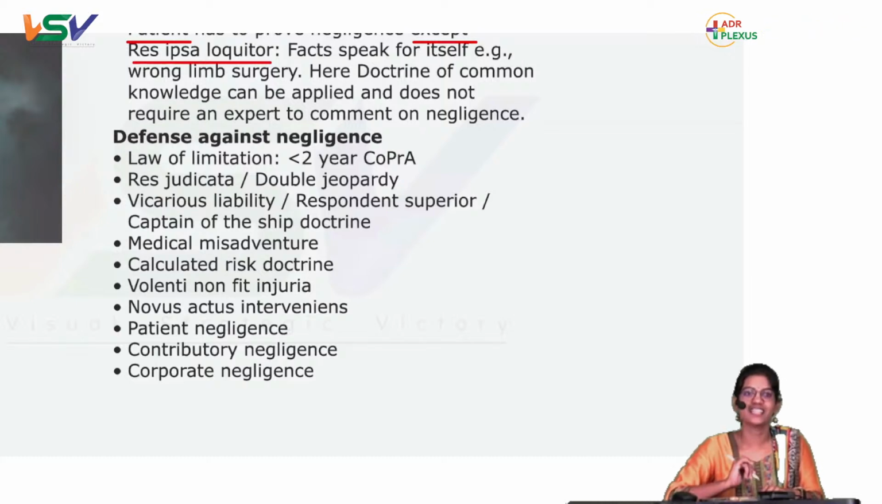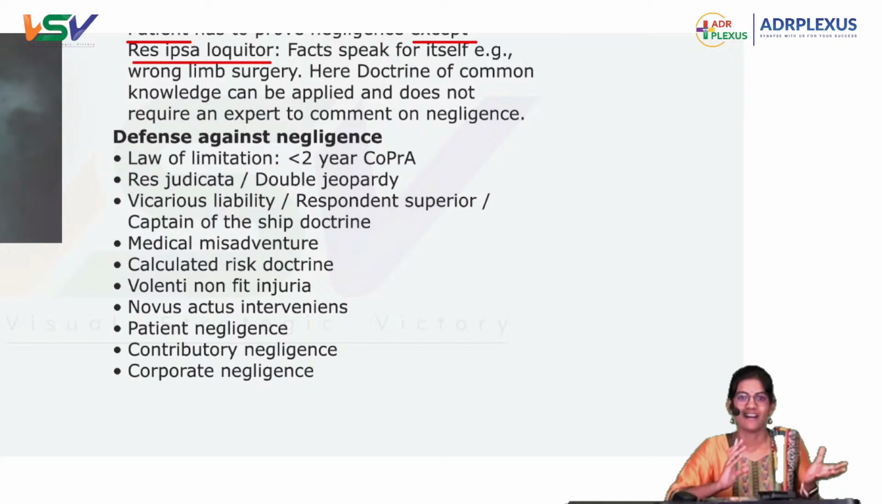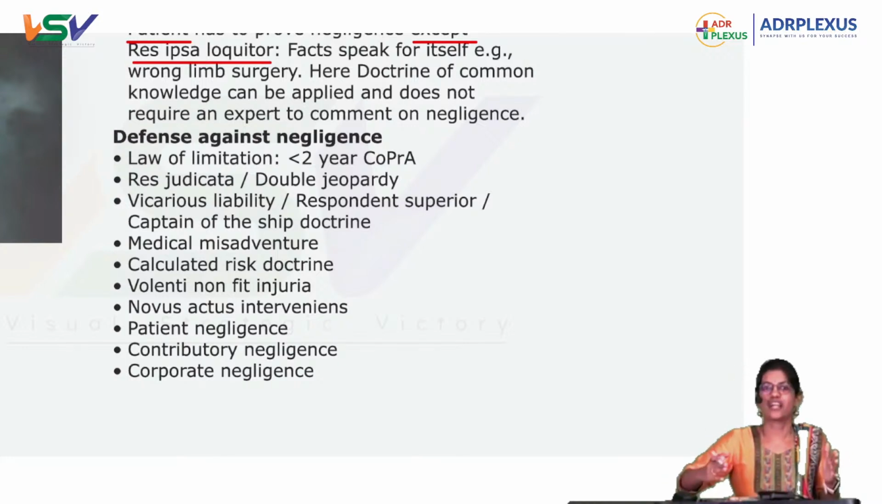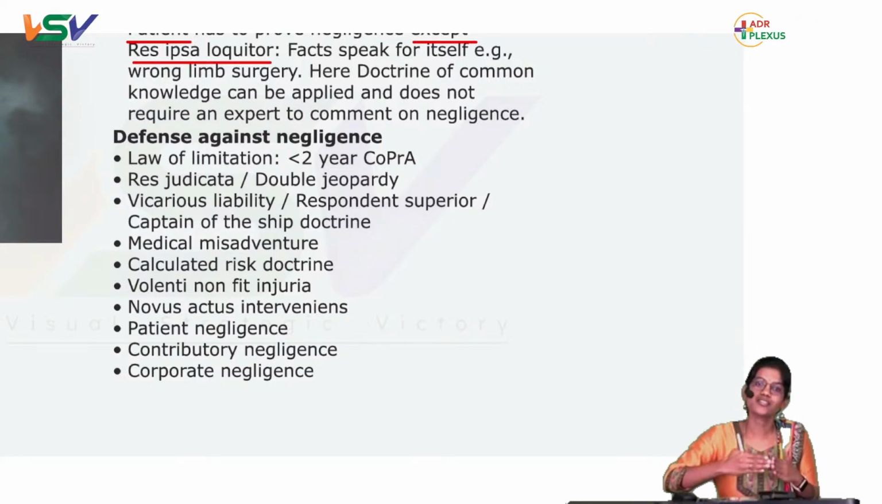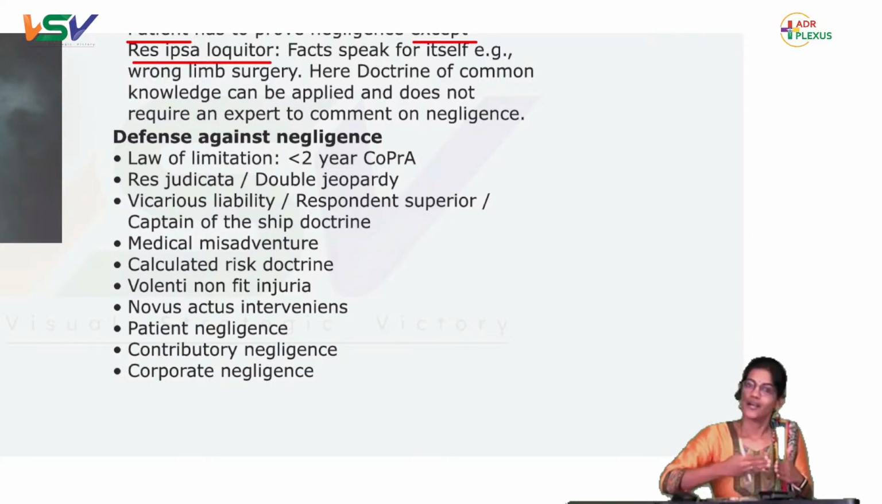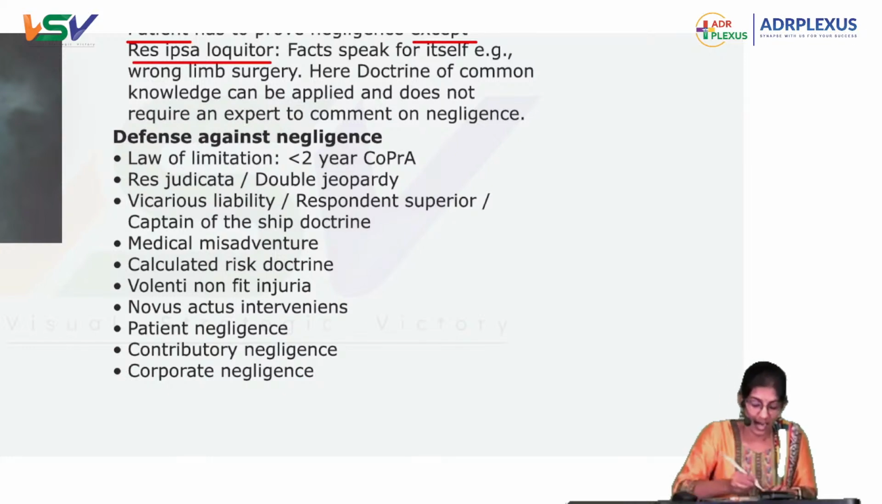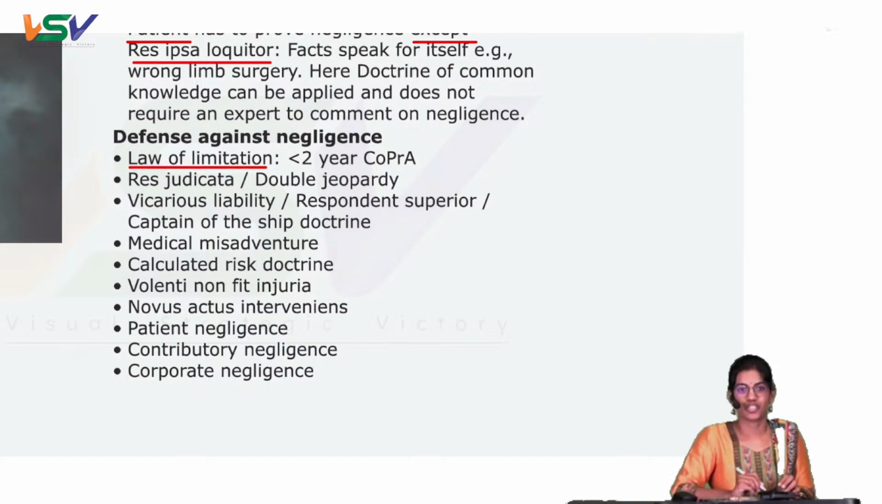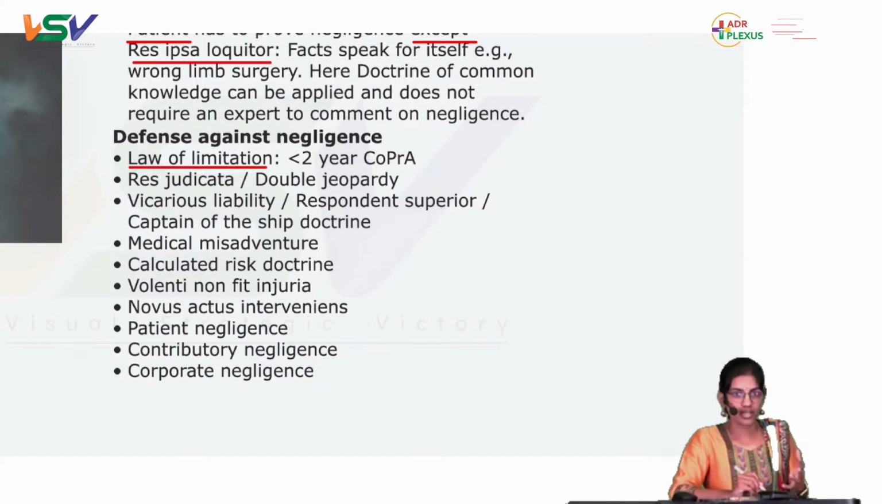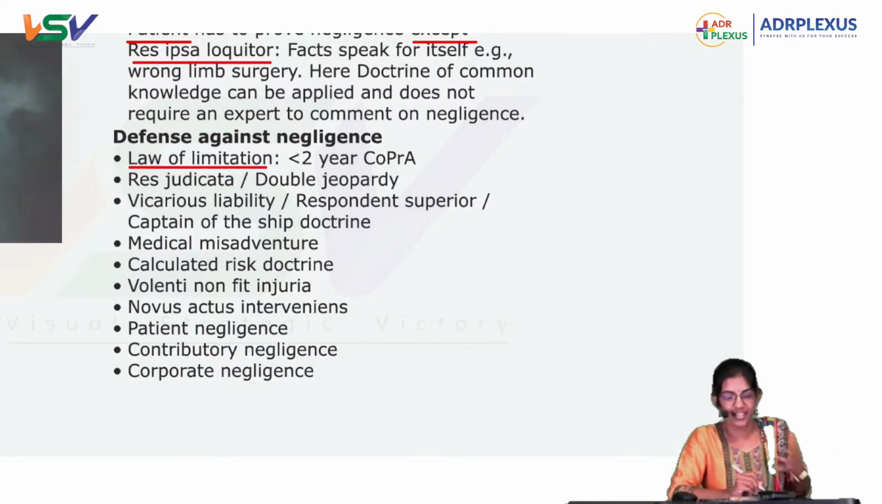Defense against negligence, we have some that we call factual defenses. Factual means just by fact. It's been 2 years since the negligence has happened. The patient did not say anything, knew about it but did not say anything. The law of limitation has passed. COPRA, Consumer Protection Court. It's been more than 2 years. If they have not filed the case, they cannot file the case. But if it is within 2 years, they can file the case.